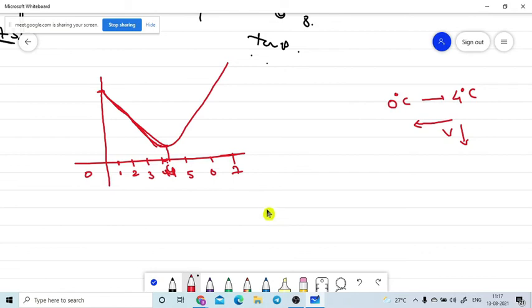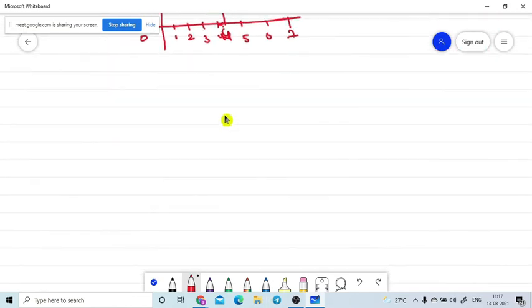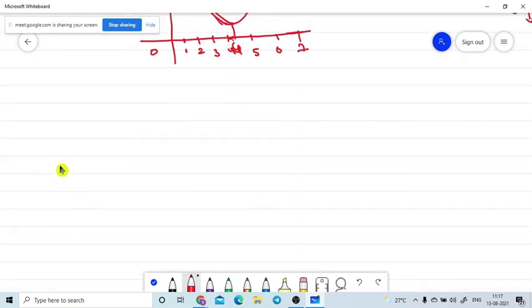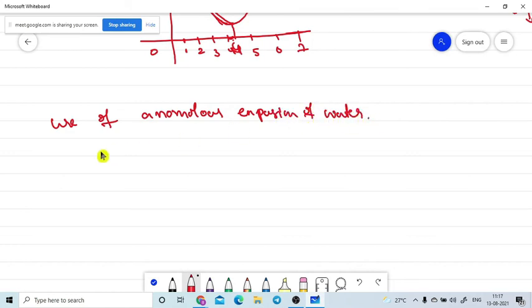Now what is the use of the anomalous behavior of the water? Use of anomalous expansion of water. I am requesting you, please use your brain once again. This is not a normal topic. You need to use your brain, then only you can easily understand. See, how the anomalous behavior of the water will be of use to us in nature?